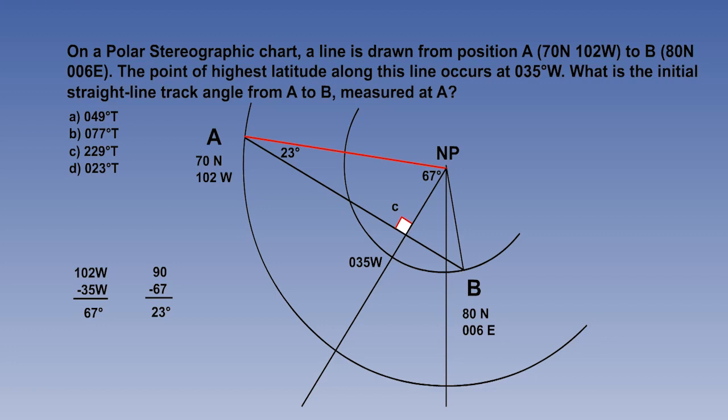And, as before, the line from A to the North Pole is a meridian. So measuring clockwise, we get a track angle of 023 degrees true.